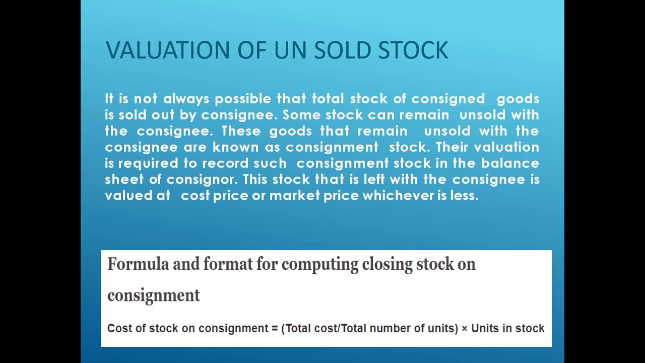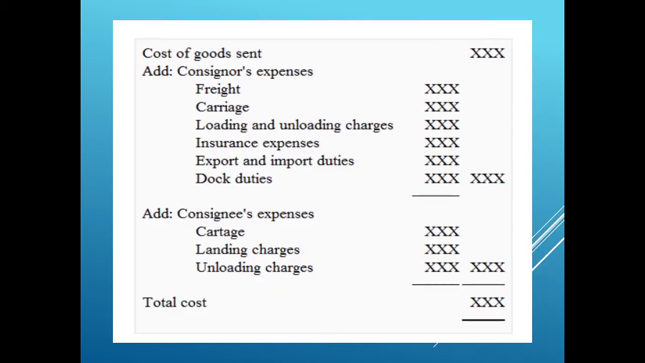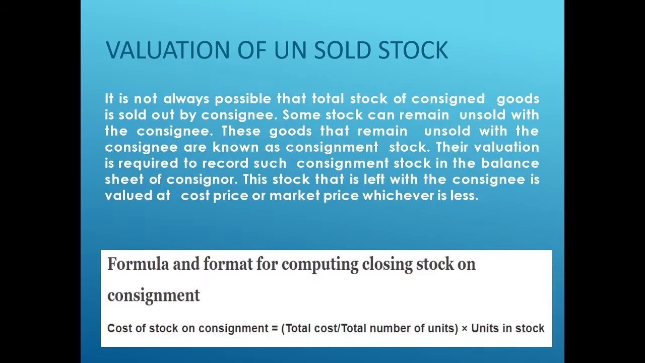Suppose 100 units are consigned. First we have to calculate the total cost of 100 units. Later, cost divided by 100 into 20 unsold, into 20.